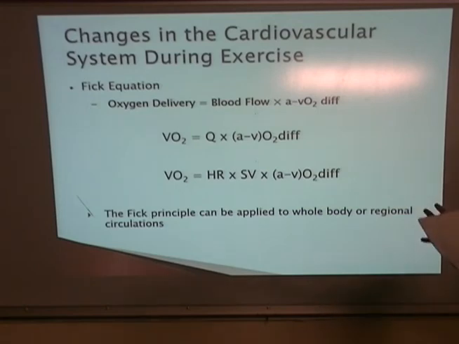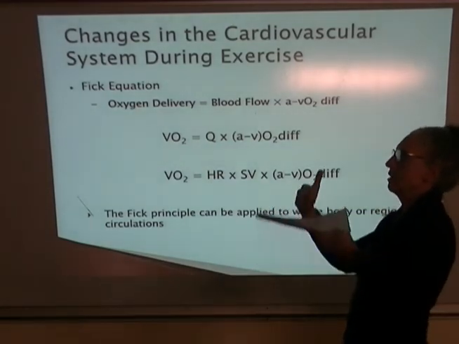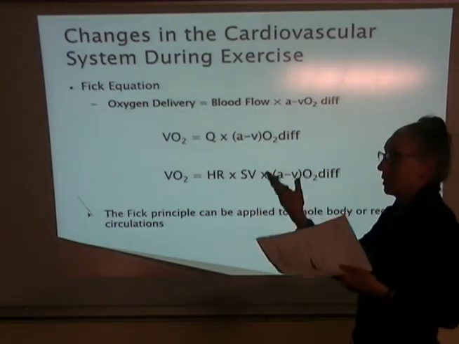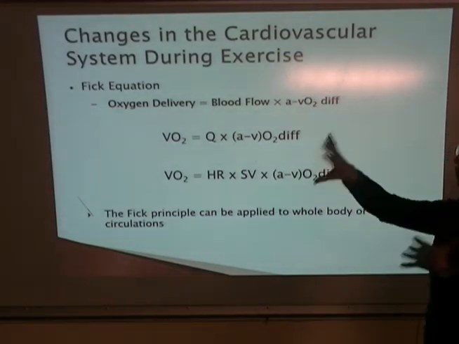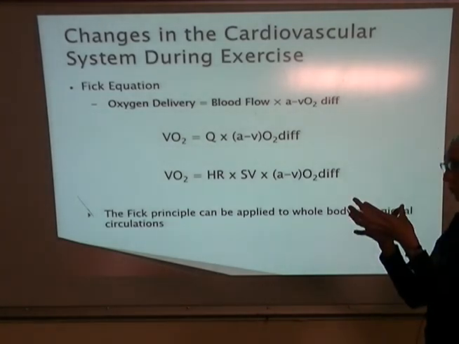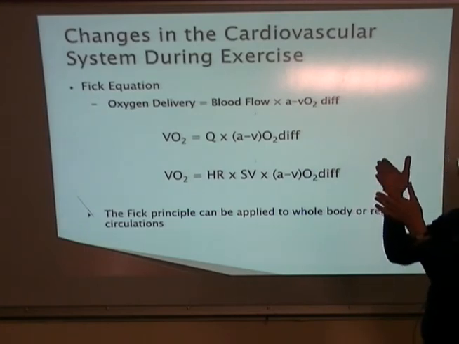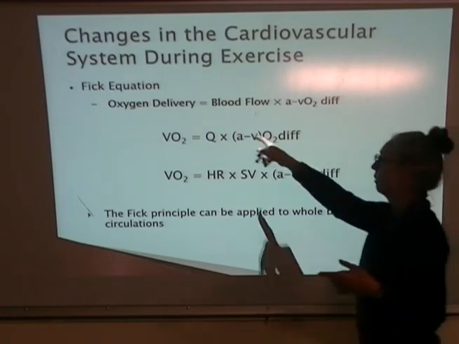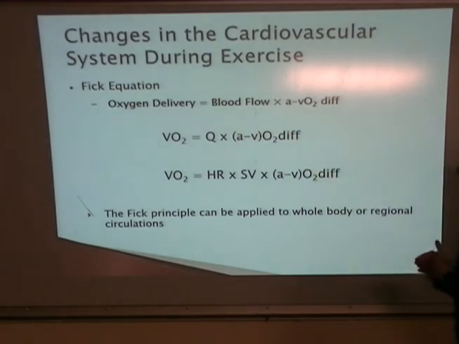So oxygen delivery, as a concept, if I'm dumping off oxygen out of the bloodstream into the tissue, is going to be calculated by how much blood is flowing through the capillary network around the muscle tissue and the AVO2 difference, how much of the oxygen is leaving the bloodstream and getting into the muscle tissue. Oxygen delivery is blood flow times AVO2 difference.